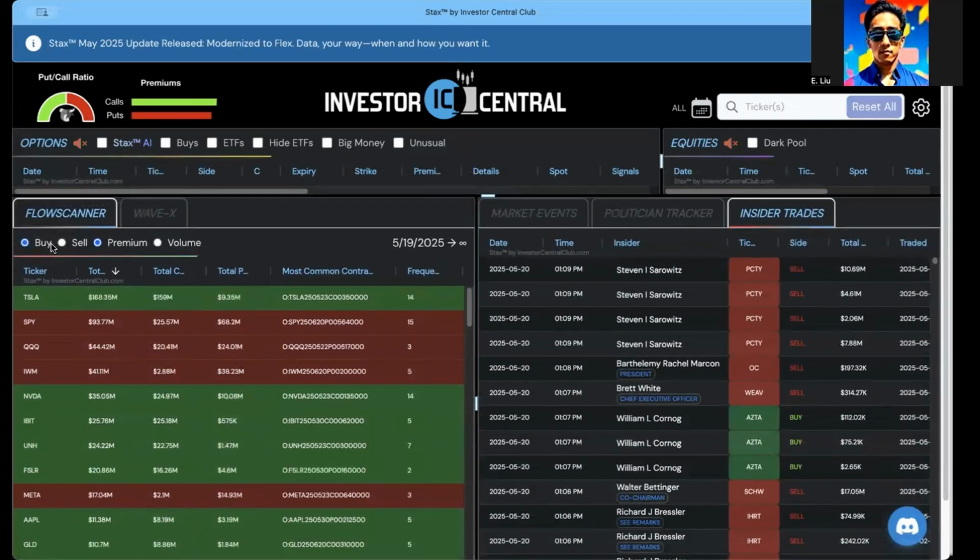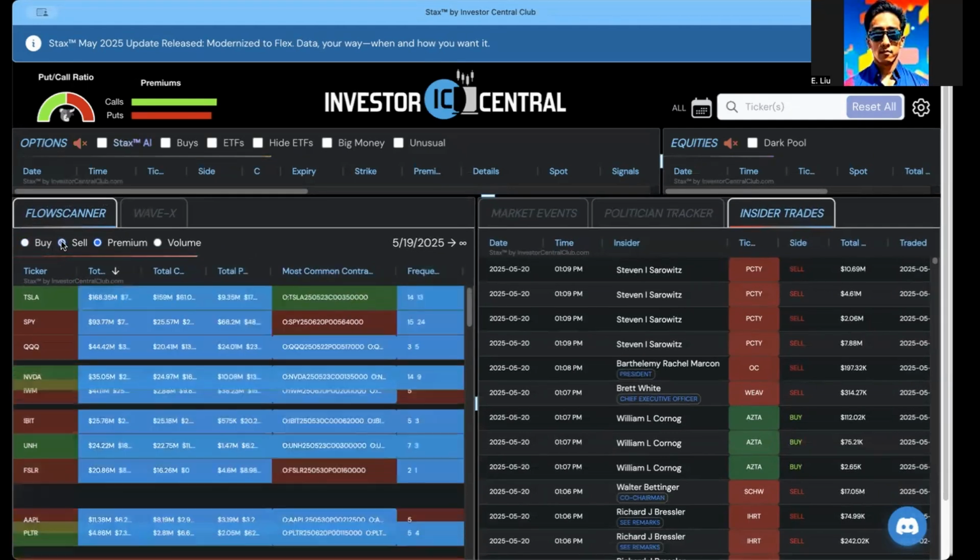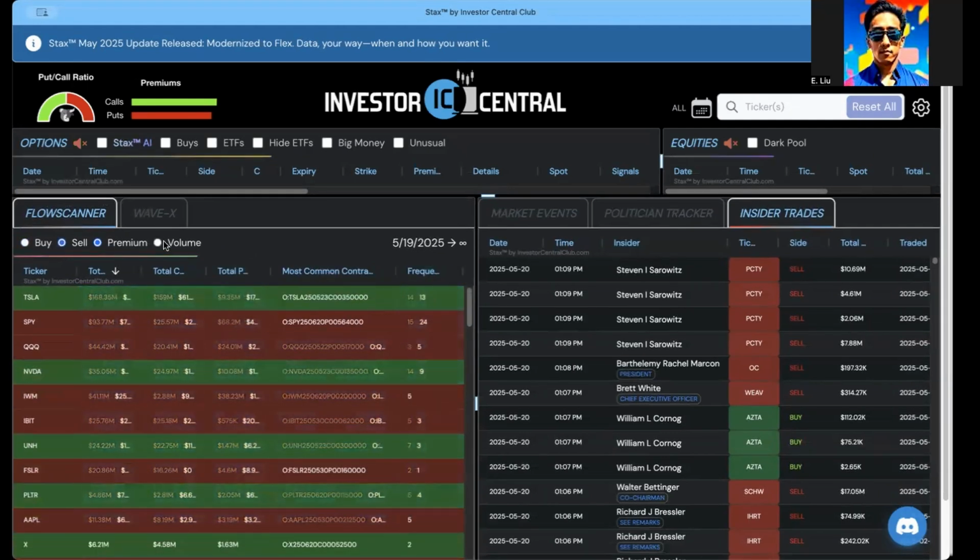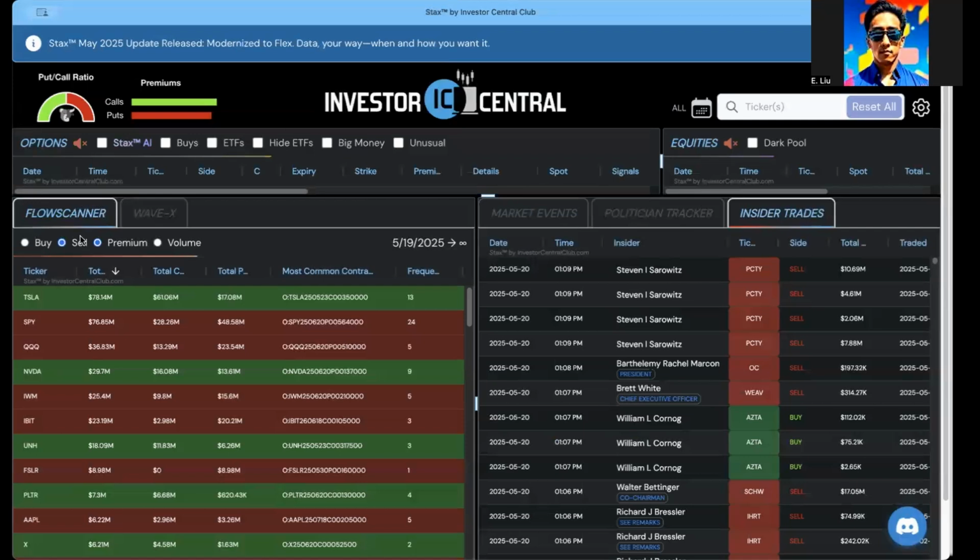You can filter for buys, you can filter for sells, you can filter for premium, or you can filter for volume. So that's a quick way for you to get a gauge of the sentiment of what these options are saying in the dark pool over the course of the week, over the course of the day.